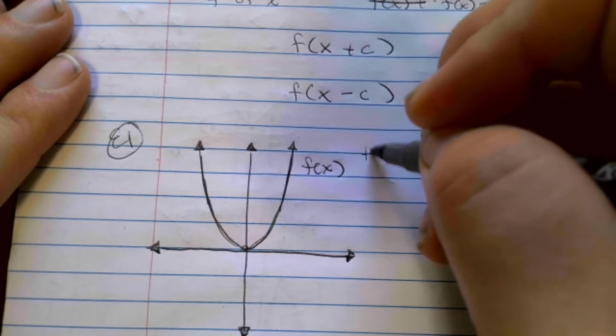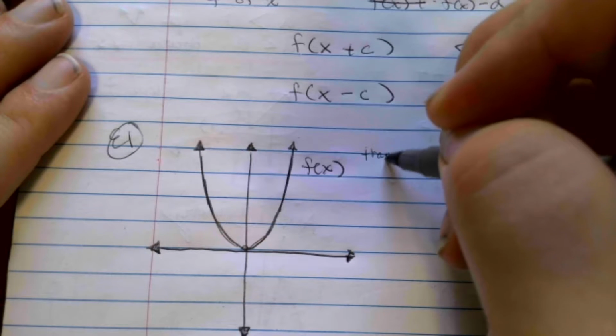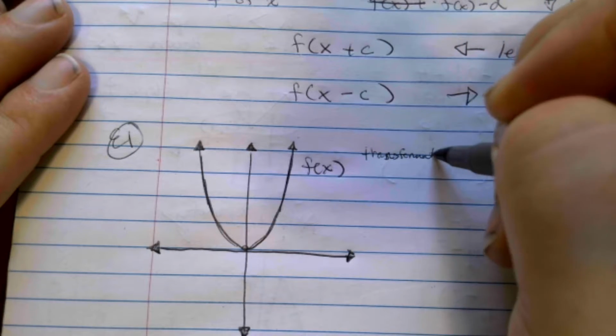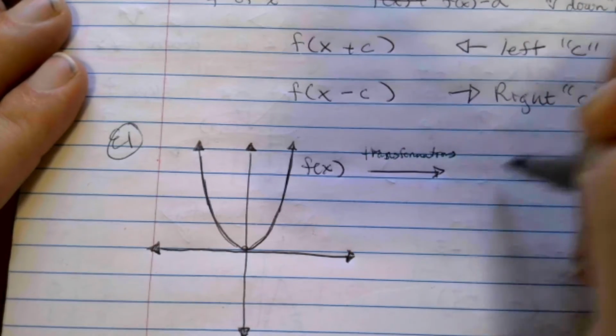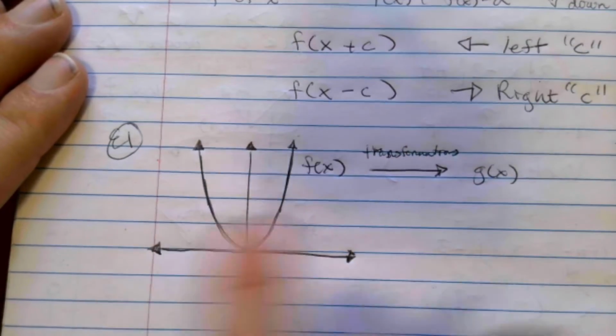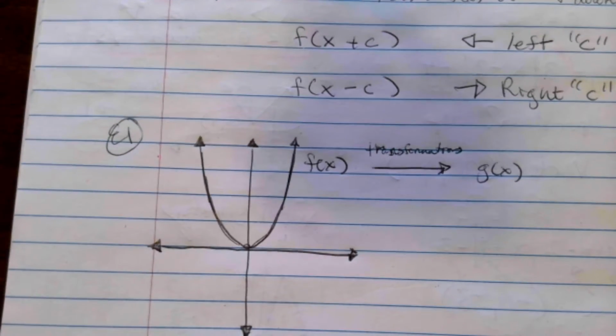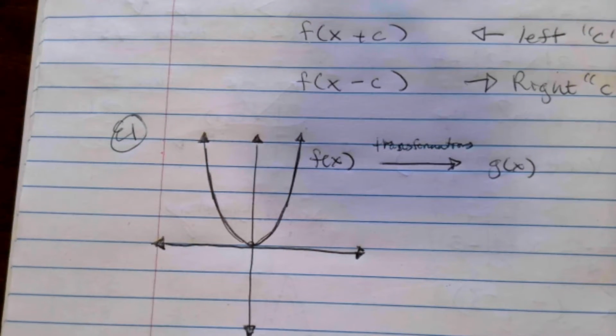I was supposed to say transformations, but it's just a hot mess. And it goes into g of x. They're going to give you a graph with g of x on it. I can see the U through there, so I'm going to do a quick trace.